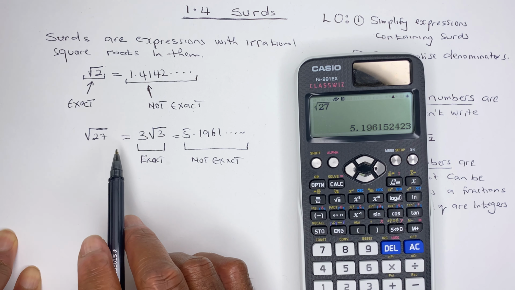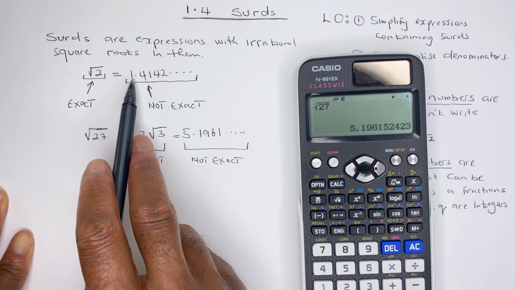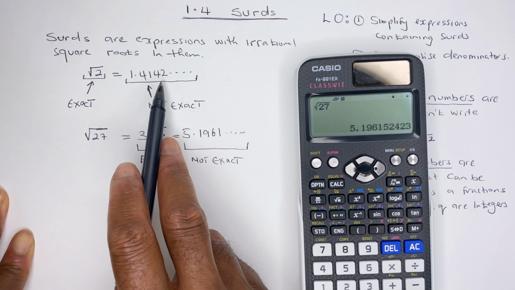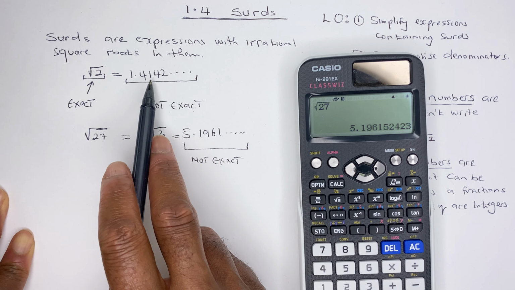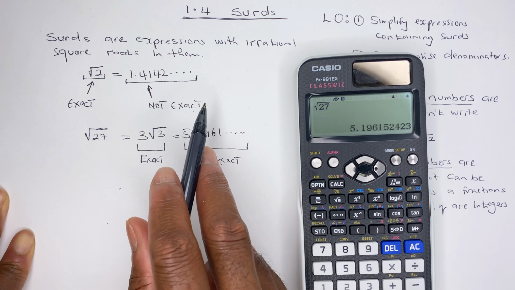Okay, right. So now we've understood what surds are. They are expressions with irrational square roots. The word irrational means that you will always get a continuous decimal, and the only way to express them is to leave them in surd, because irrational is a continuous decimal which can't be written as a fraction.